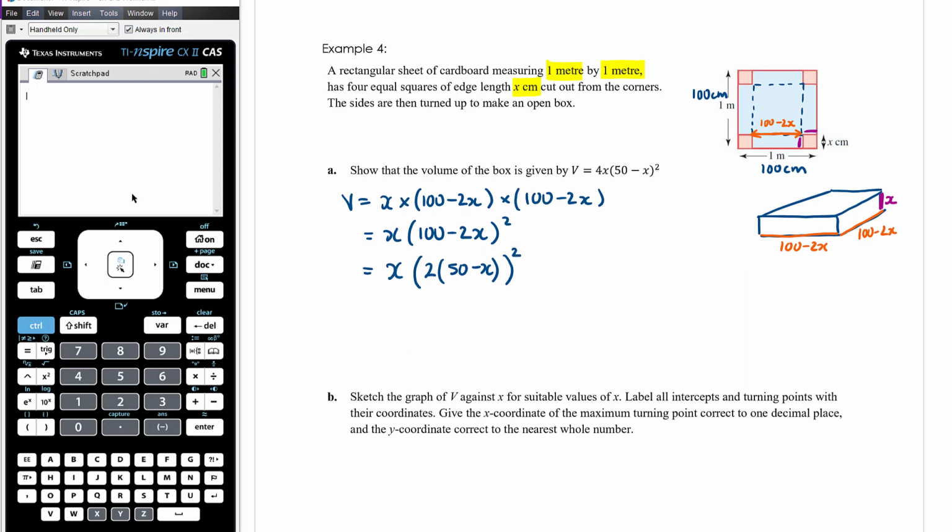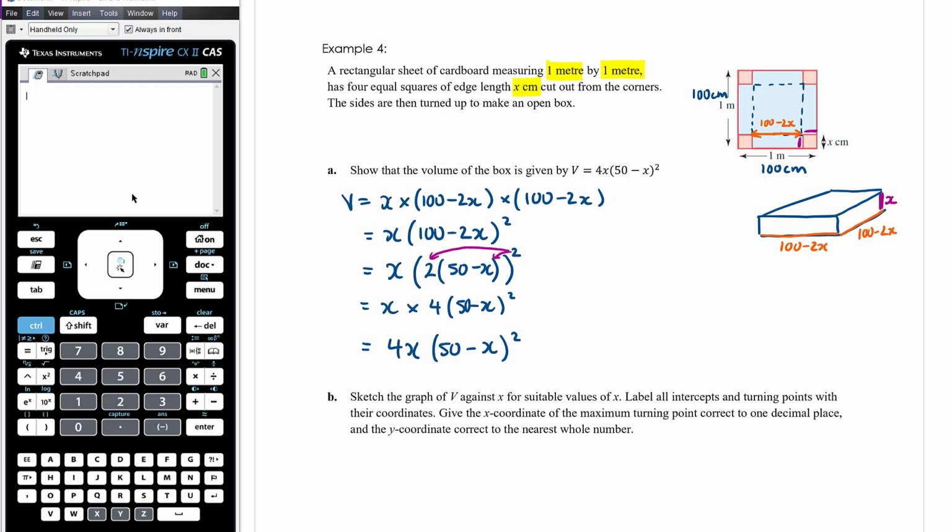Sorry, and it's all of that squared, which is important. So now if we're squaring what's in the bracket, we can square the 2 and square that bracket. And so we get x times 4 times 50 minus x all squared, which is what we're trying to show. Okay, so we've got our equation for the volume. We've shown that the volume is this. Again, if you weren't able to do that, you can move on to part B without doing part A. You've got the equation of the volume.